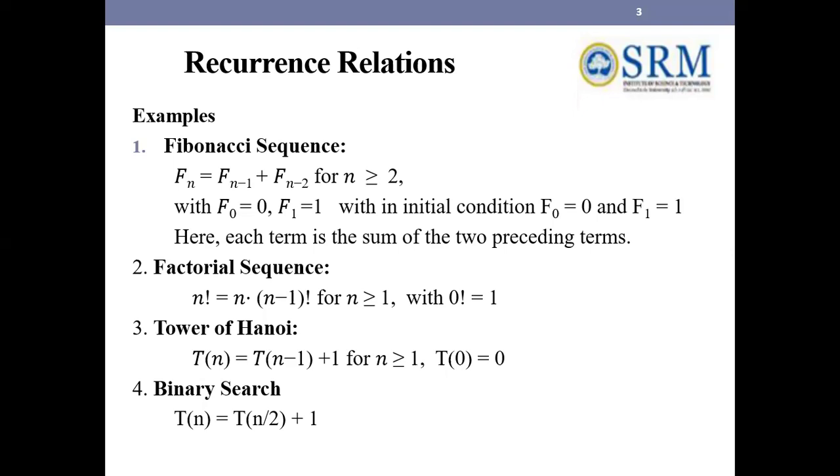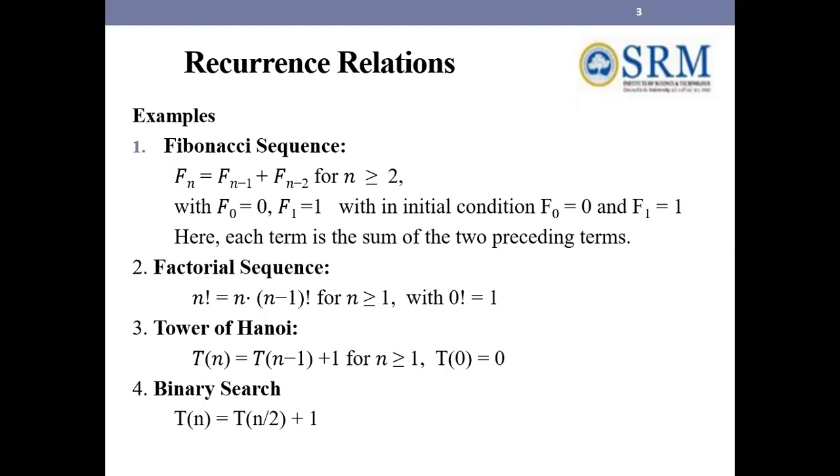So the relation can be T of n is equal to T of n minus 1 plus 1. So the nth term time complexity is the time complexity of the n minus 1 term plus 1. So 1 is the number of movements. If the number of disks is 1, there is only one movement of the disk from the source pole to the destination pole. When the algorithm terminates, it's called the base case. T of 0 equals 0. There is no disk, no movement.